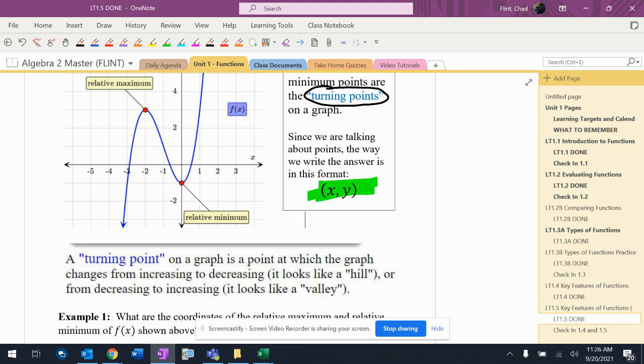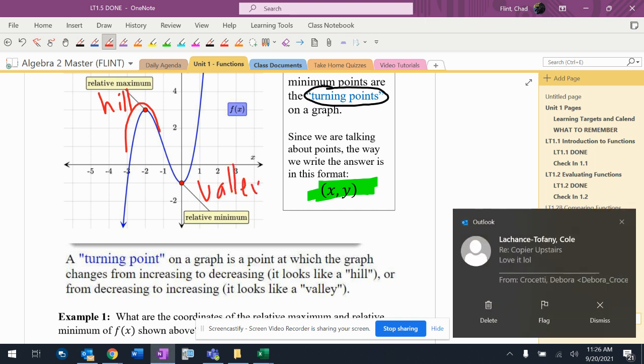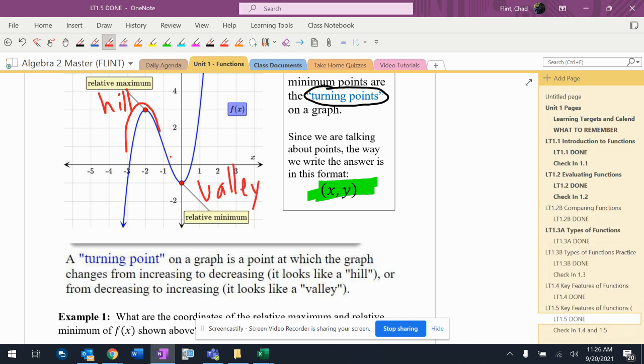A maximum looks like a hill. I'm going to write the word hill up here. That looks like a little hill. And a minimum looks like a valley. It looks like a valley right there. So that's what we're looking for when we see these things.